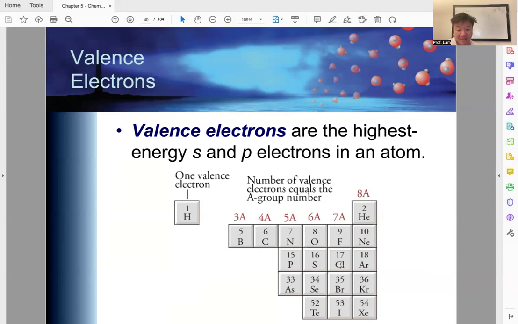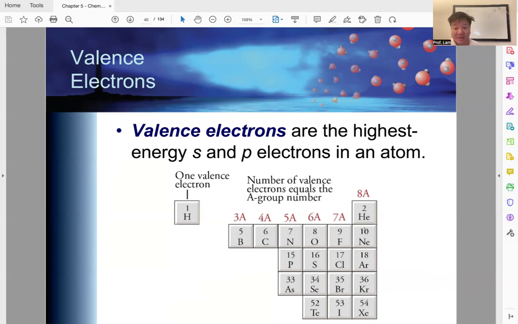Even chlorine has 7 valence electrons. Bromine has 7 valence electrons. Group 6A, all of those elements have 6 valence electrons, right? So again, just going by group number. Oxygen has 6 valence electrons. Sulfur has 6. Selenium has 6. Obviously, the noble gas has 8 valence electrons.